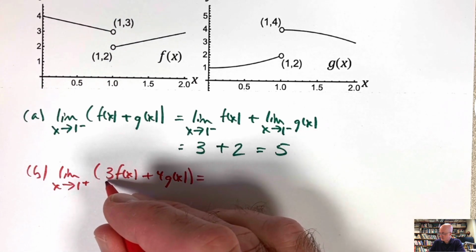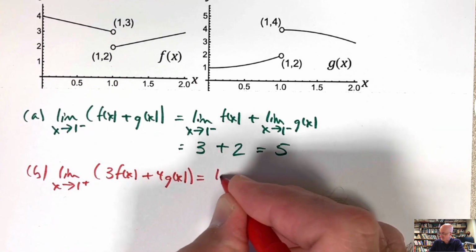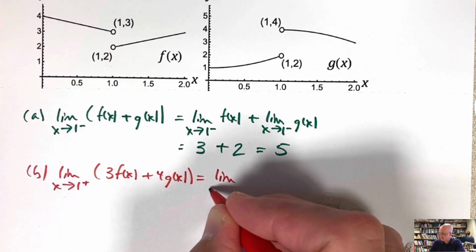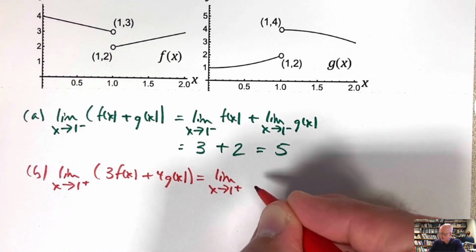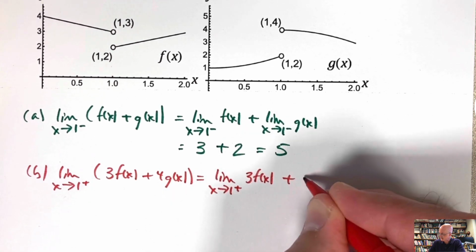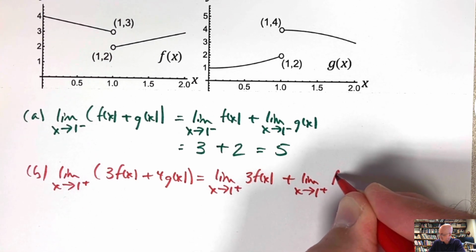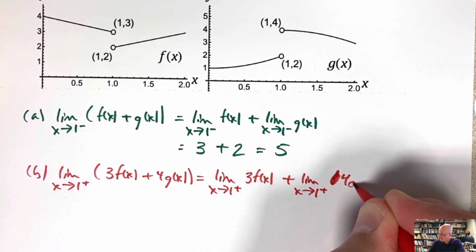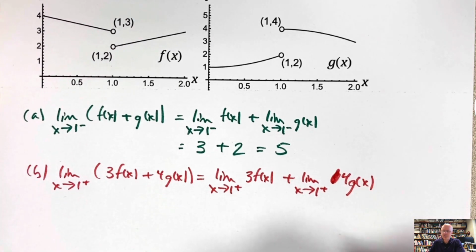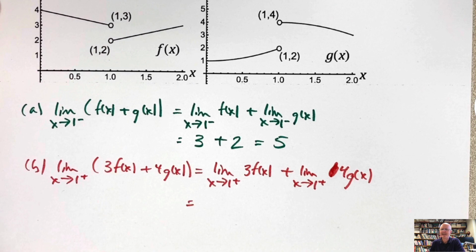You've got 2 functions here that are being added, by what we used in part A. This limit that you see here would be the same as the limit as x approaches 1 from the right of 3 times f of x plus the limit as x approaches 1 from the right of 4 times g of x. And then you can factor out those constants. Do these rules make sense? Well, I'm not proving them, we're just using them.